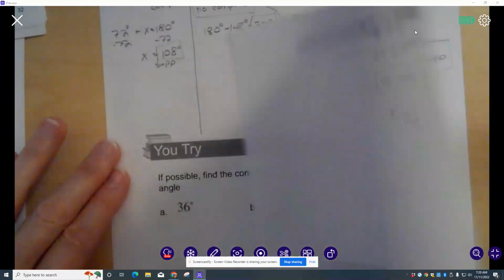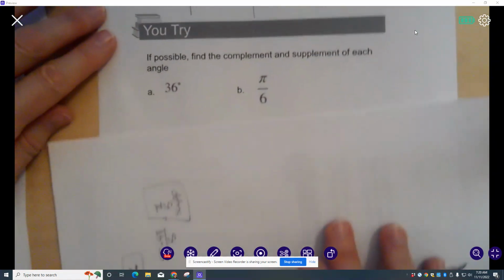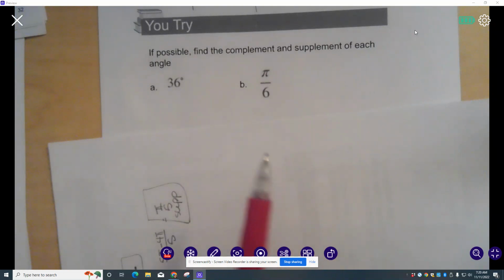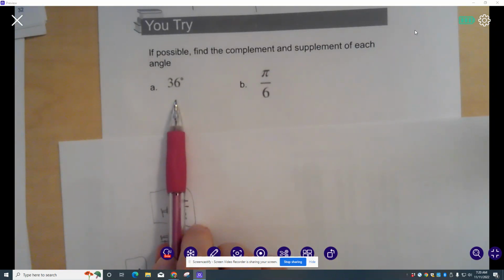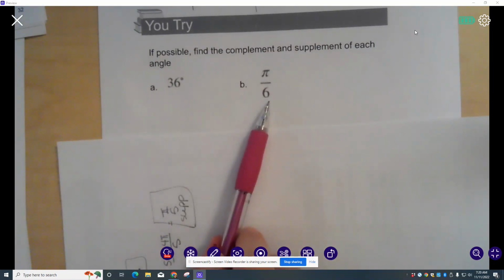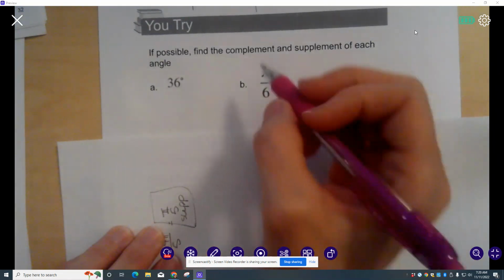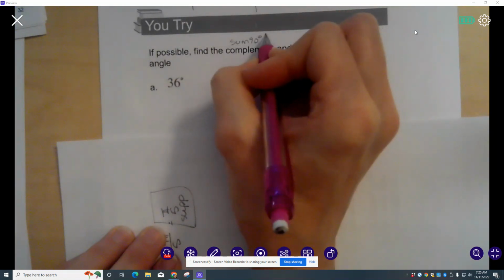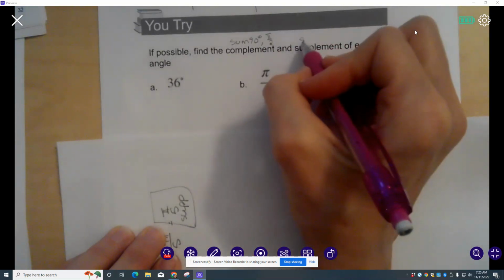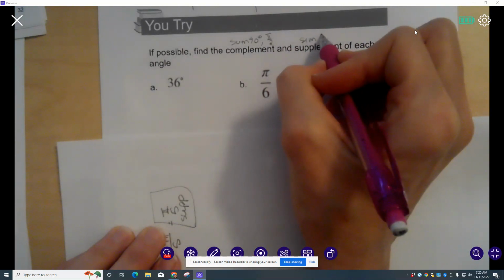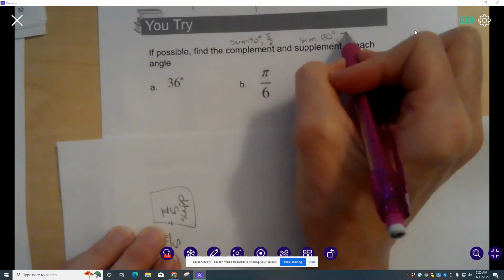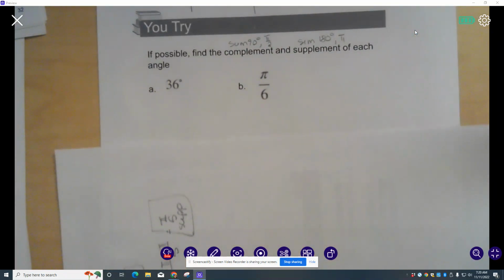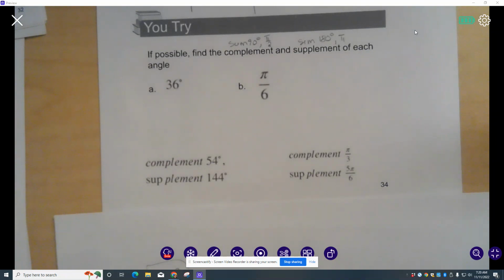Okay, I think then there are a couple for you to try. 1 degree and 1 radian. So find a complementary and a supplementary for 36 degrees. Complementary and supplementary for pi over 6. So remember, complementary sum is 90 degrees or pi over 2. Supplementary sum is 180 degrees or pi. So pause the video, try those, and there are your answers.